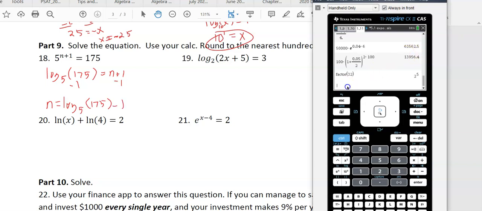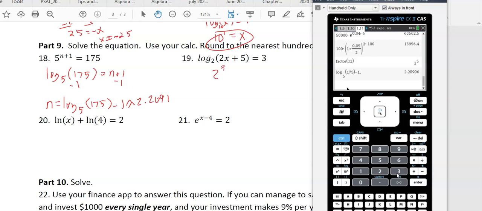At that point, if you want the decimal, you would just type in control 10 to the x, it's log base 5 of 175 minus 1, which is approximately equal to 2.2091.